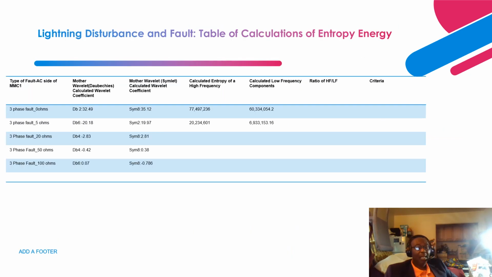So next is lightning disturbance. Remember, I made mention that I need to calculate and determine a ratio between the high frequency component and the low frequency to be able to set the relay to distinguish between a lightning disturbance that will cause a fault or a lightning disturbance that will not cause a fault. So this is work that is ongoing, in progress.